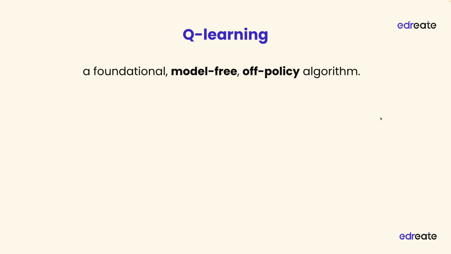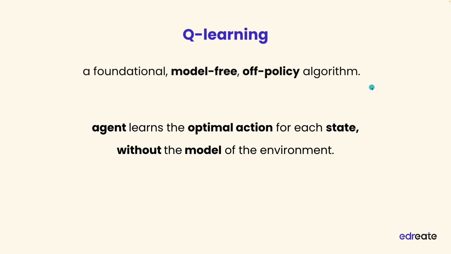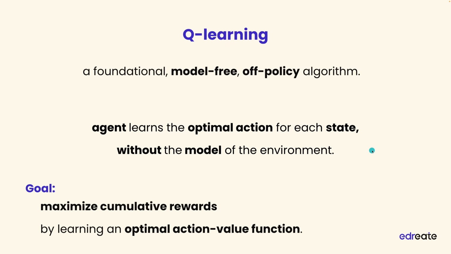Q-learning is a foundational model-free off-policy algorithm. In this video, we'll learn about the algorithm and explore how it's model-free and off-policy. In Q-learning, an agent learns the optimal action to take in each state without needing the model of the environment. The goal is simply to maximize cumulative rewards by learning an optimal action value function.